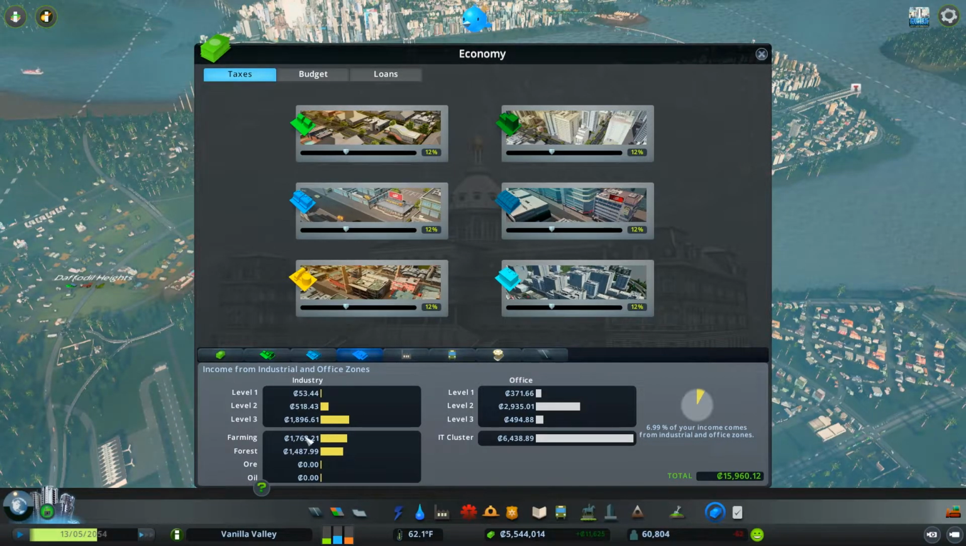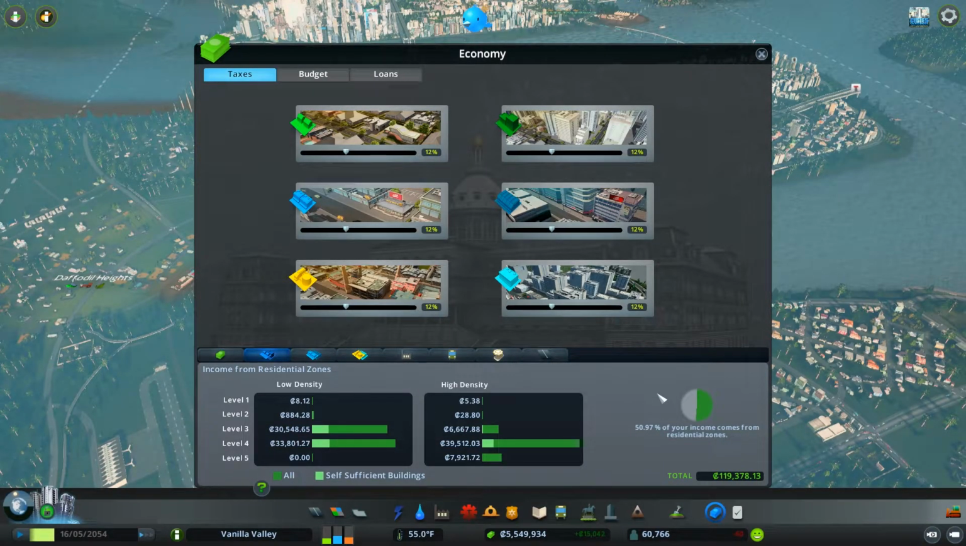And so then we have our level 3, our farming, forest, oil, all those things. Now, these are not industrial areas that come with Industries DLC. This is just the zoning that we have done with the forestry and farming specializations. And I don't have any oil, so obviously we're not making any money there. Another thing, only 6% of our income is coming from industrial, so very, very low. So most of the money you're going to be making, potentially, is going to come from your residents.